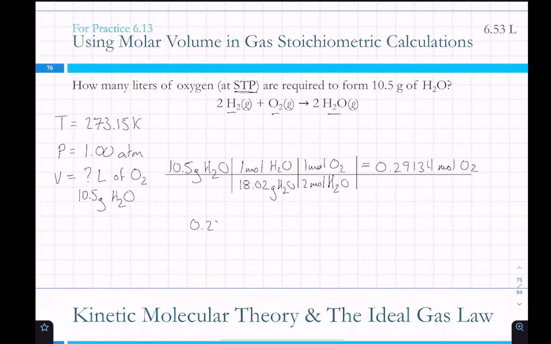So 0.29134 moles of oxygen. I'll do it this way. For any gas at STP, it's 22.4 liters per 1 mole. So 22.4 liters over 1 mole times 2.4 gives 6.53 liters of O2.